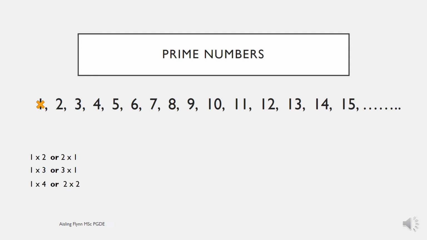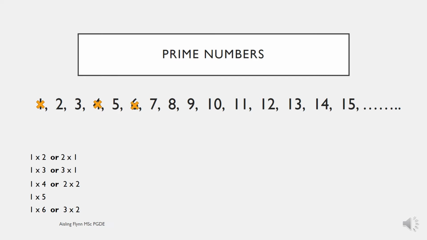But look at 4. You can divide in 1 and 4, but also 2. It has factors of 1, 4 and 2. So it is not prime. We'll cross it out. 5 we saw already is prime, and 6 is not prime. It has factors 1, 6, 3 and 2, so not prime.